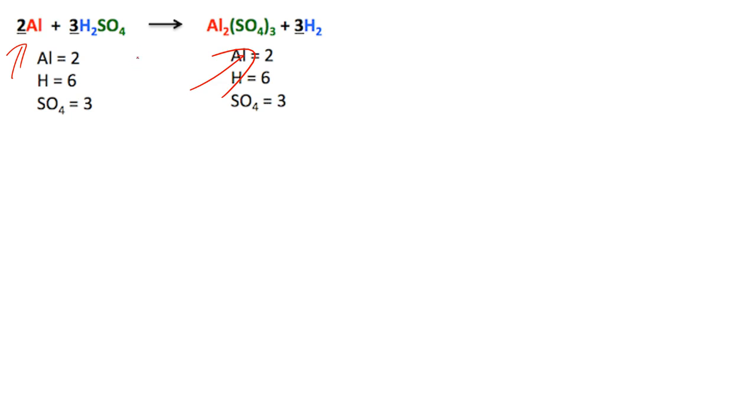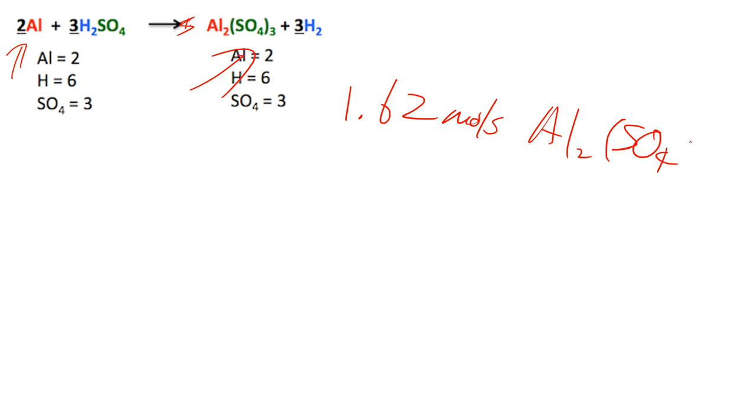So one final question. Let's say we had 1.62 moles of aluminum sulfate. We want to figure out how much hydrogen gas was produced, because remember, for every 3 molecules of sulfuric acid and 2 molecules of aluminum, we need to produce not only 1 molecule of aluminum sulfate, but we also have to produce 3 molecules of hydrogen gas. That's the conservation of mass. If we didn't, then we would have hydrogen mass being lost, and that's impossible.